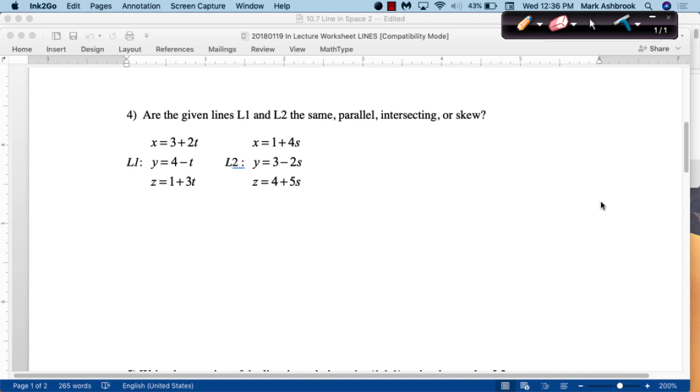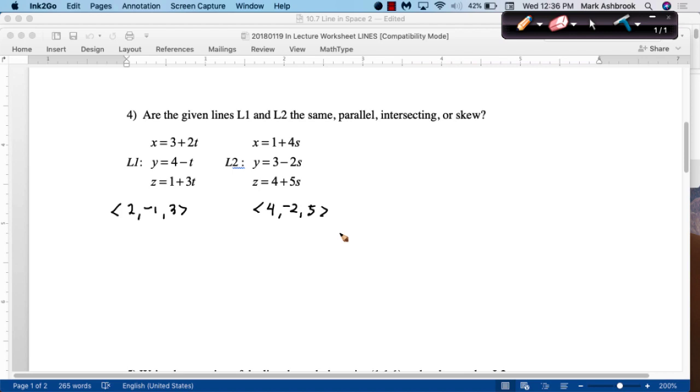Okay, so for number 4, it's pretty easy to check for same or parallel. Which vector? It's called the direction vector. So the direction vector for this one is 2, -1, 3. The direction vector for this is 4, -2, 5. So what would it mean if these lines were the same line, same set of points, or parallel lines?